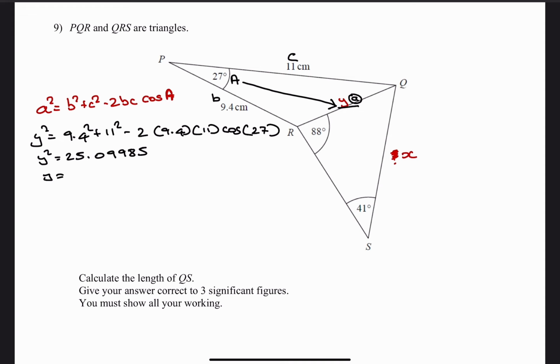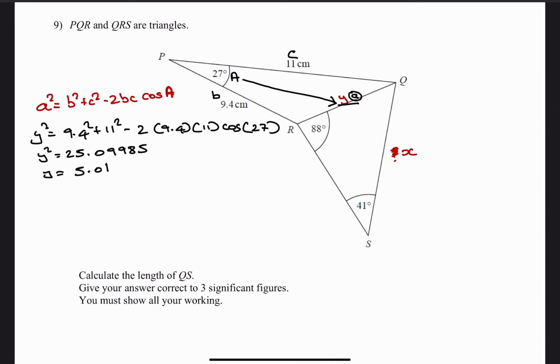Okay, 5.0099. Sorry, 5.01 to 2 decimal places. Okay, 5.01. So I'll cross that and put 5.01. What do they want? They want x here. How to do x?